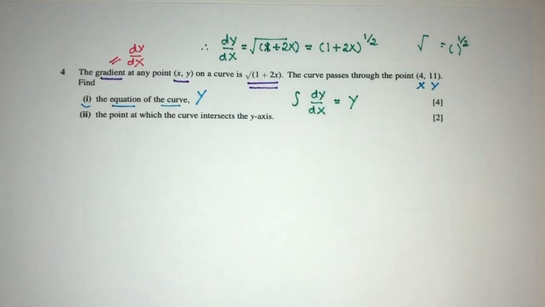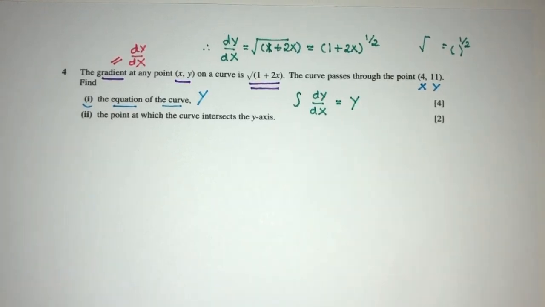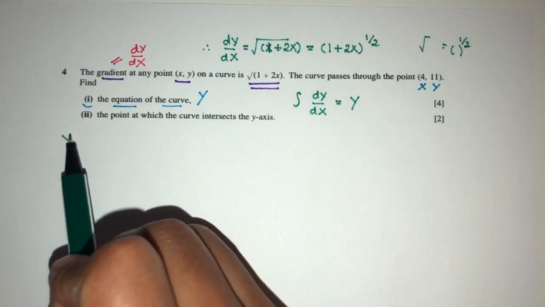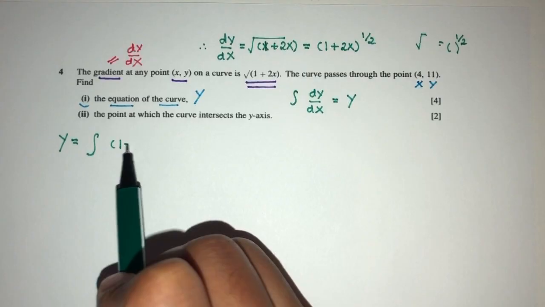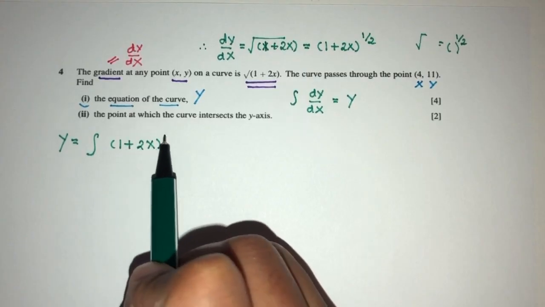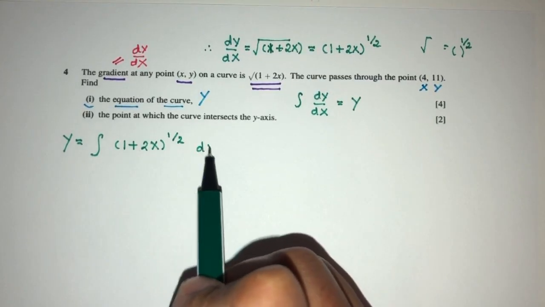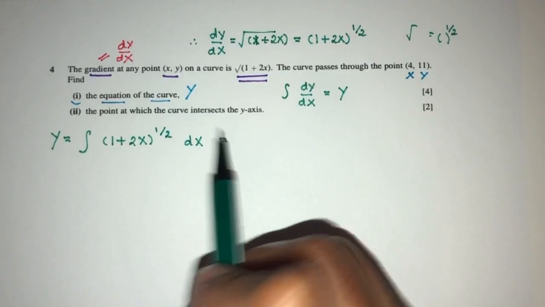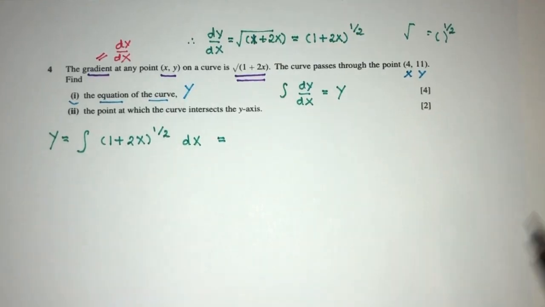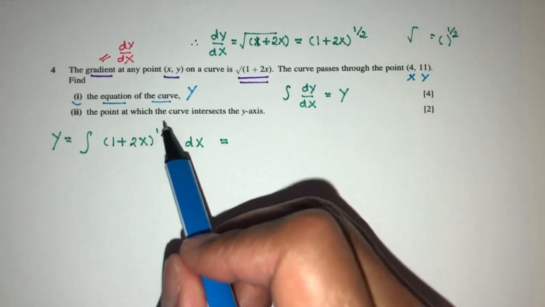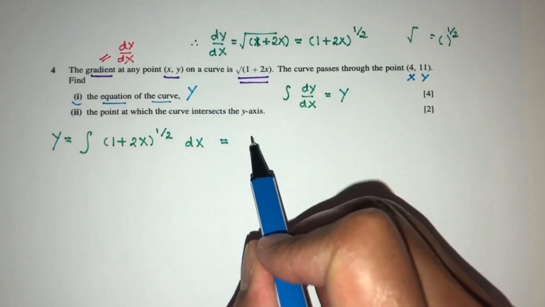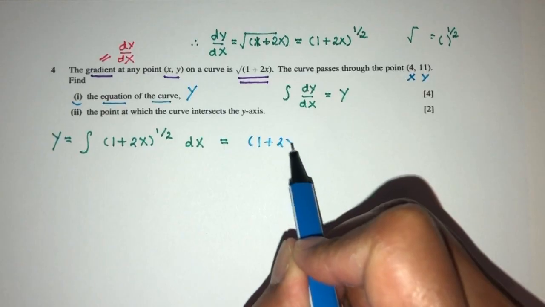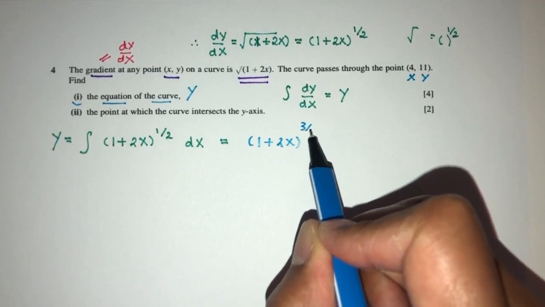So this is how we are going to find the equation of the curve, which is y. So y is equal to the integration of dy by dx, which is (1 + 2x)^(1/2) dx, and we have to find this. First things first, we have to increase the power by 1. So 1/2 plus 1 is 3/2. That'll be (1 + 2x)^(3/2).